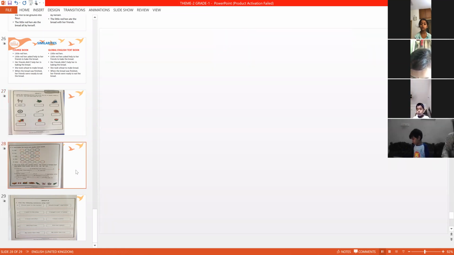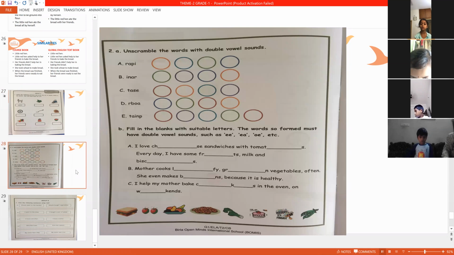Okay, now see here. Unscramble the words with double vowel sounds. Here, the letters are misplaced. They are not in a proper order. You have to arrange them in a proper order to make a meaningful word. Okay, so now let us see. What is the first one? Can you tell me, children, what is the first one?